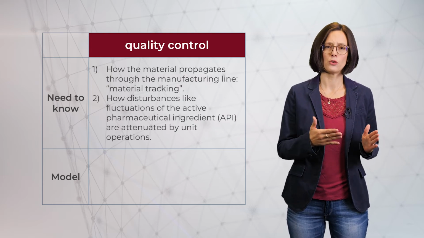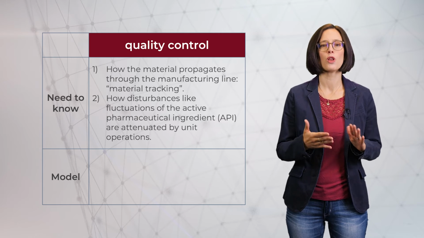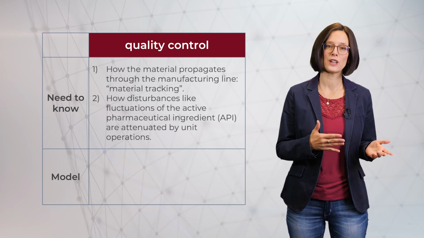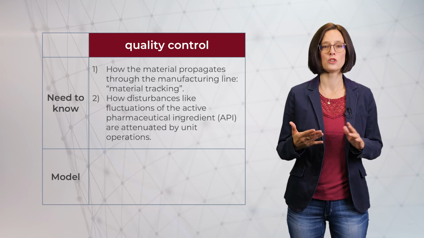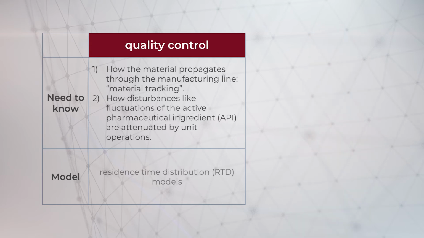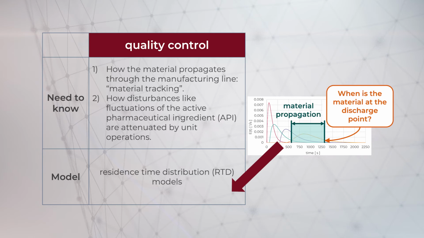Further, many pharmaceutical unit operations are capable of attenuating disturbances. For example, API concentration fluctuations will be reduced when the material passes the tablet press feed frame. The residence time distribution models we have discussed are used to perform material tracking and predict the attenuation of disturbances.